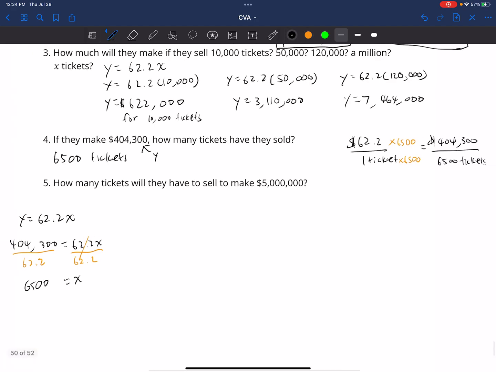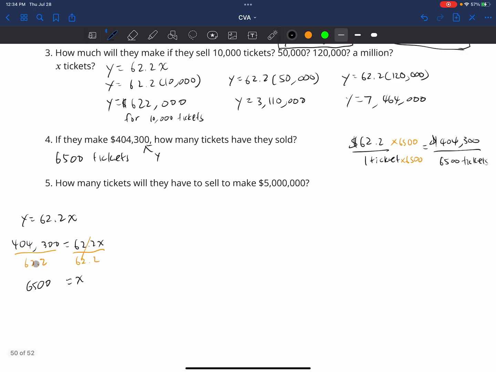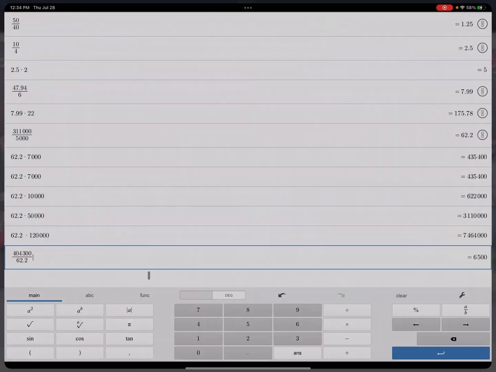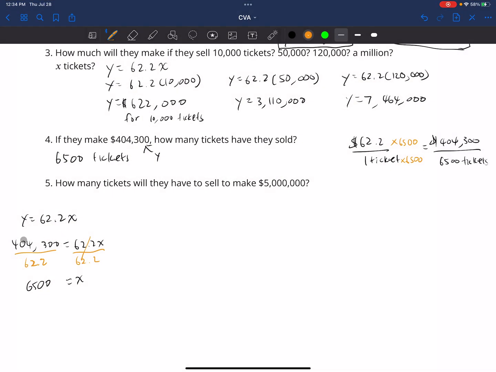I want to show you that this right here is exactly the same thing as this. We divided this by that to get 6,500. It's the same thing. Do you guys see that? I hope you see that. I'm going to say that one more time. This number divided by that number is how we got that, giving me 6,500 tickets.